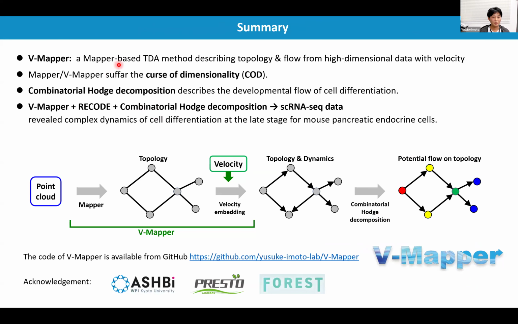So we summarize my talk. BMapper is a mapper-based topological data analysis method describing the topology and flow from high-dimensional data with velocity. Mapper and BMapper suffer from the curse of dimensionality. So the combinatorial Hodge decomposition describes the developmental flow of the cell differentiation. The combination of BMapper and the combinatorial Hodge decomposition for single-cell RNA-seq data revealed complex dynamics of the cell differentiation at the late stage of the mouse pancreatic endocrine cell. The code of BMapper is available from my GitHub.